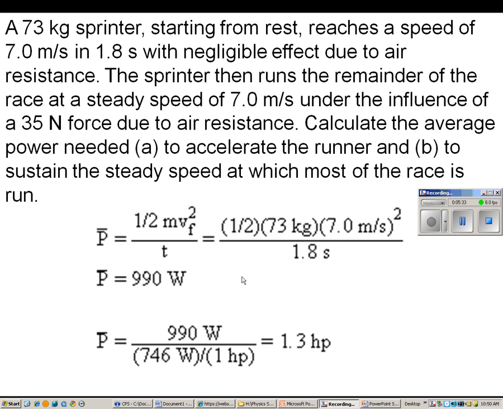Plug in our values, plug in our time of 1.8 seconds. We have 990 watts. And if you want to convert that to horsepower, that's what it looks like. We have 990 watts of power to get up to that certain speed.